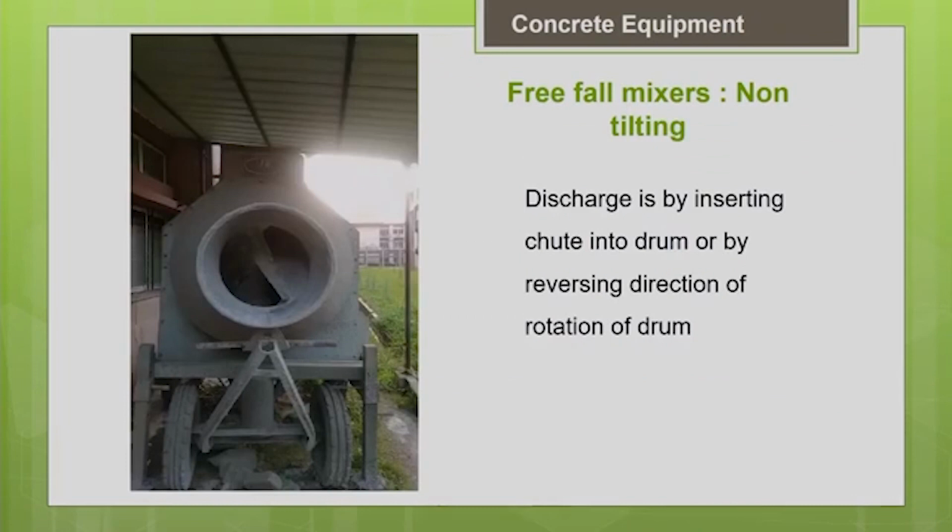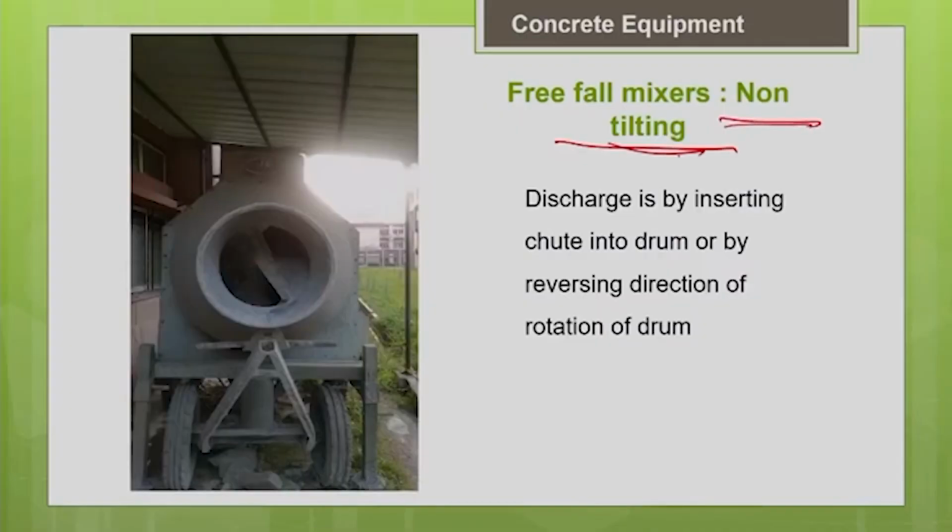You can discharge the concrete out by inserting a chute into the opening. Generally, for non-tilting mixers, the cycle time will be more because the discharging time is more. In tilting type, you can immediately discharge the concrete, so the time duration needed is less, but here the time needed for discharging will be more. That is why the cycle time will be more and the productivity of these mixers will be relatively less when compared to the tilting type.